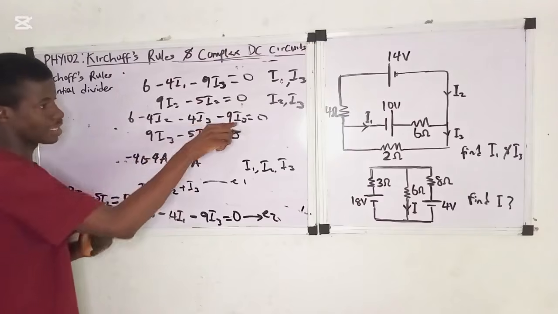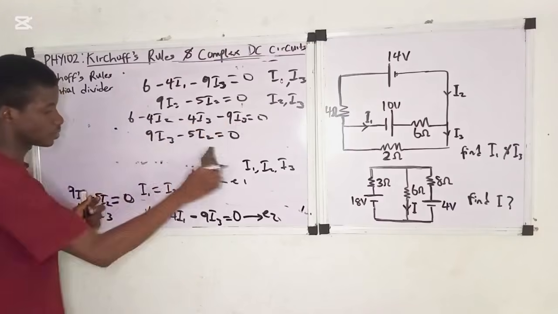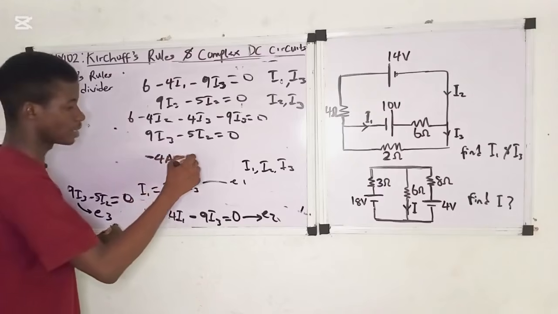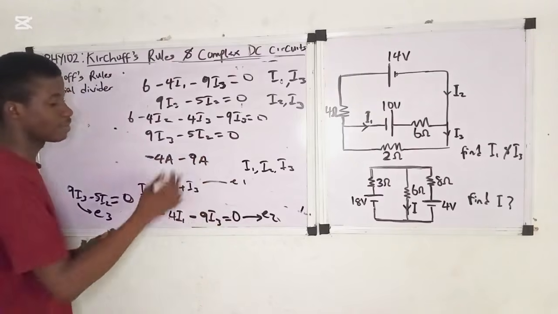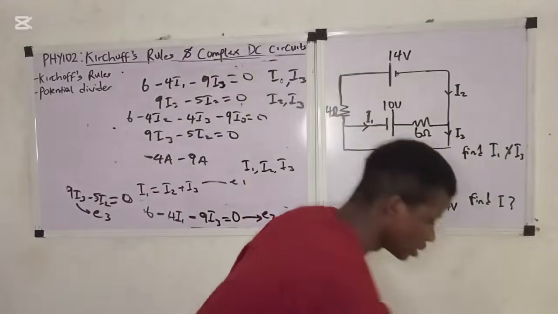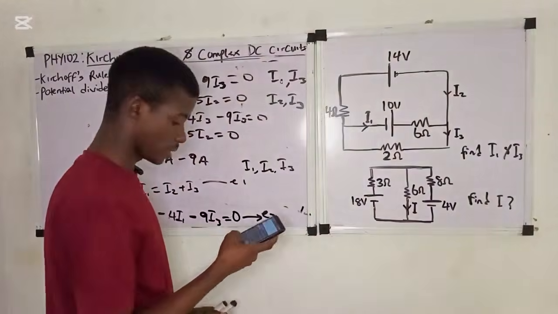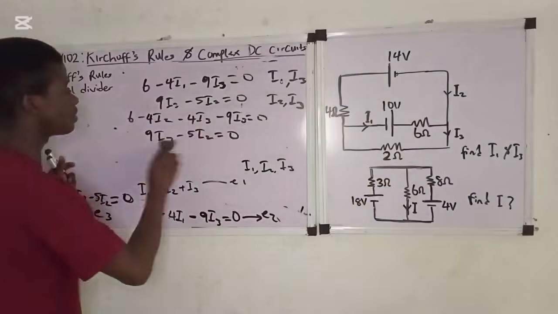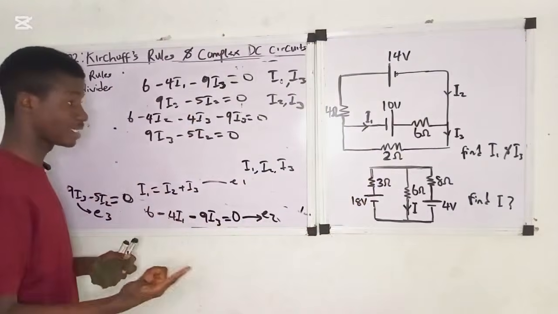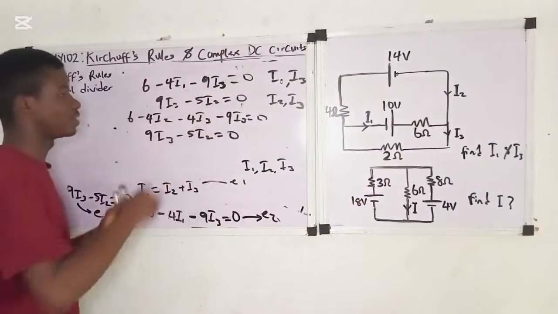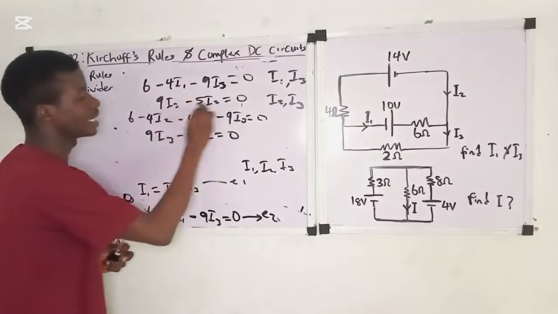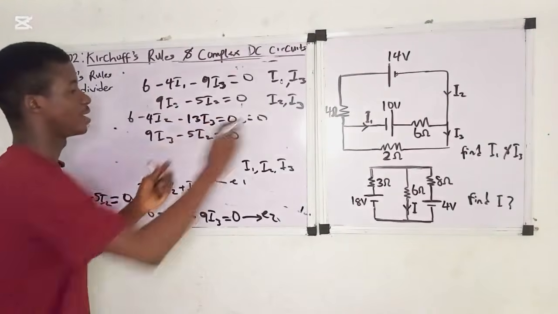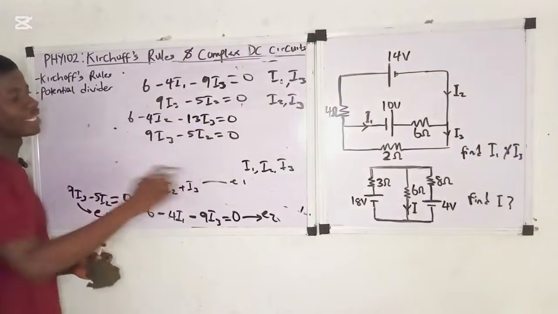So look at it, I3. It's just the same thing as 4A minus 9A, right? So minus 4 minus 9 will give us minus 13. So minus 4I3 minus 9I3 will give us minus 13I3, right? So it will be minus 13I3 equals to what? 0, right? So we arrive at this.